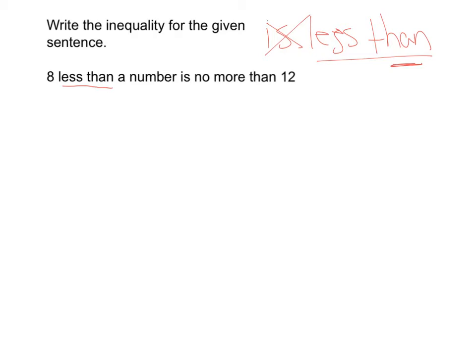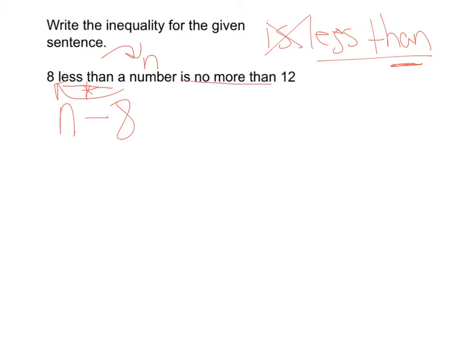So 8 less than a number. This is where our variable is going to be because we don't know what that number is. And remember, less than, fewer than, those kinds of phrases, we're actually going to take whatever comes second, subtracting the number variable that comes first. Okay? So this should be n minus 8.